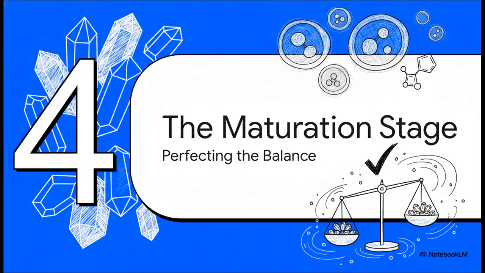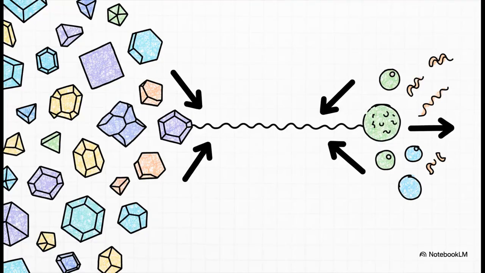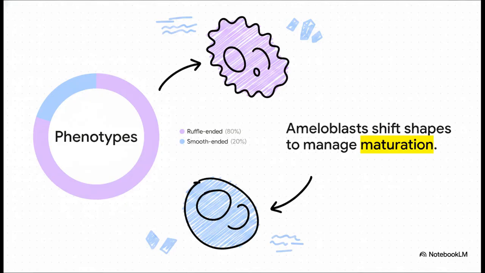Let's look at Section 4, the maturation stage, perfecting the balance. To get to that perfect 96% hardness, the cells have to execute a highly precise chemical swap. During this phase, we see a massive influx of calcium and phosphates just flooding into the matrix. At the exact same time, there's a selective, highly intentional extraction of the remaining water and specific proteins, primarily one called amelogenin. And to manage this crazy chemical exchange, the Ameloblasts actually shapeshift.